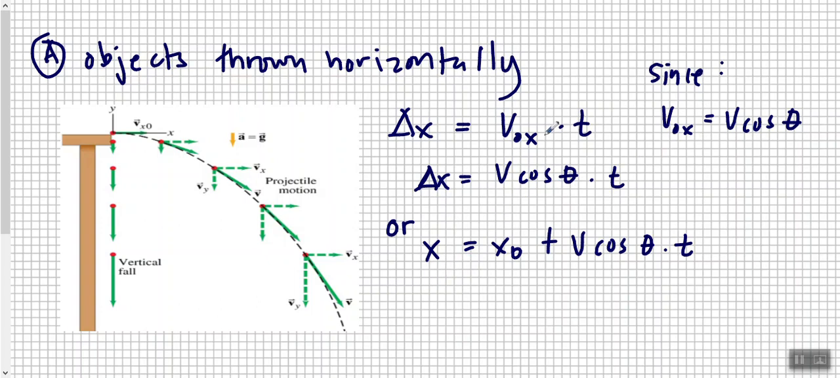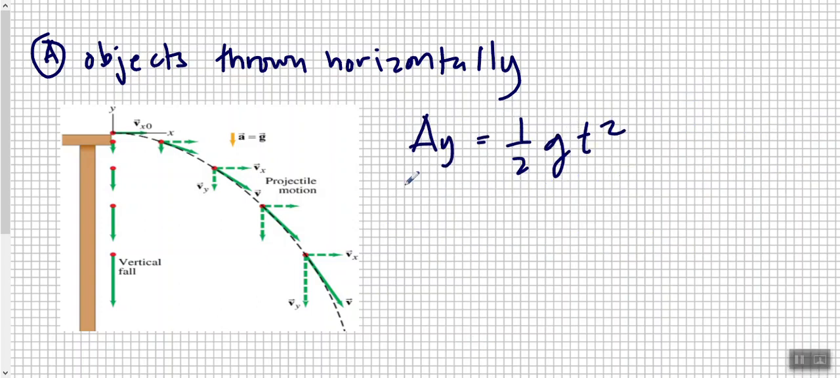Or we can rearrange this to find the final distance. We also take note that this is also equal to the final horizontal velocity. We can also find the change in the height of the object in type A by using the previous linear motion equation.